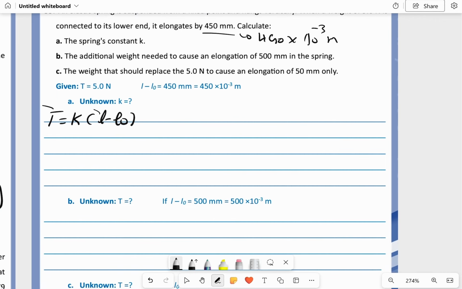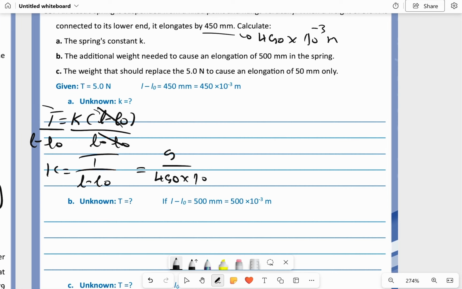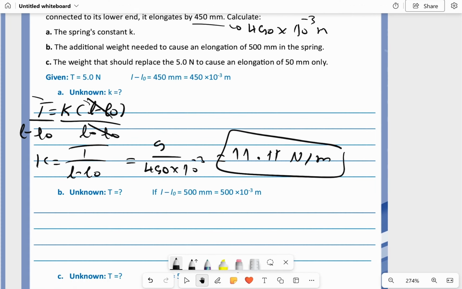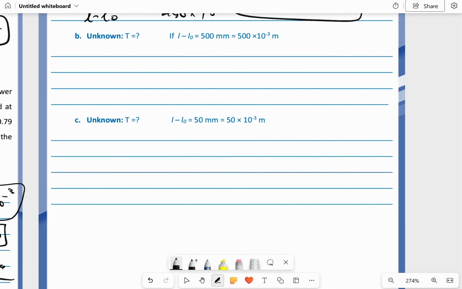Then to calculate K, you can divide all of this by elongation. This one cancels. Then you have K, which is equal to tension divided by elongation. Tension is equal to 5 Newton divided by 450 times 10 to the power of minus 3. You get 11.11 Newton per meter. This is the spring constant.